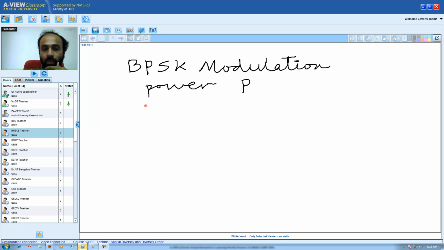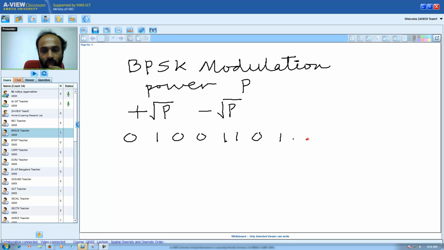That is, the symbols are plus or minus square root of P. If I have BPSK modulation of power P, the symbols transmitted are plus square root of P and minus square root of P. So for transmitting, let's say we have a string of information symbols 0, 1, 0, 0, 1, 1, 0, 1, and so on. I have to modulate this string of symbols. Let's say for every 0, I am transmitting square root of P. For every 1, I am transmitting minus square root of P.